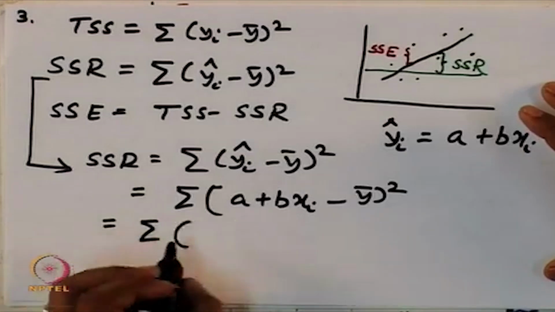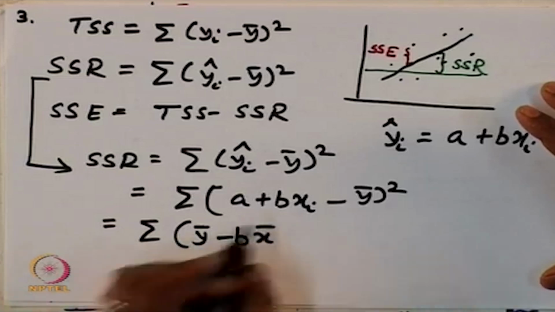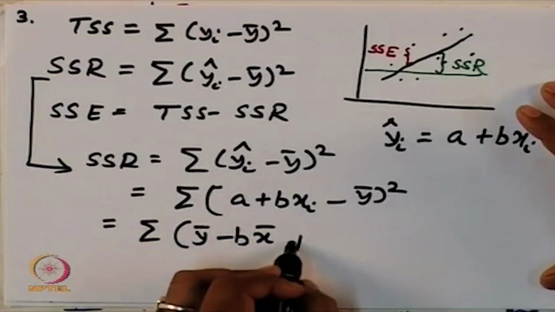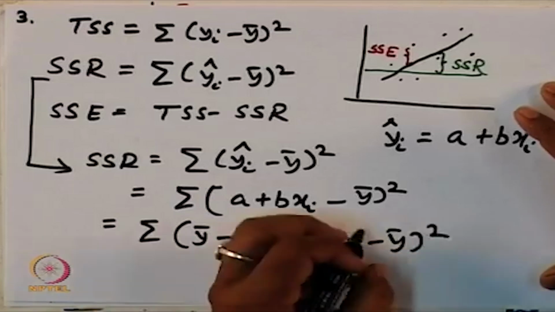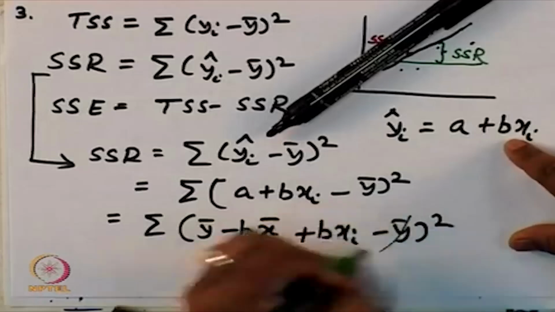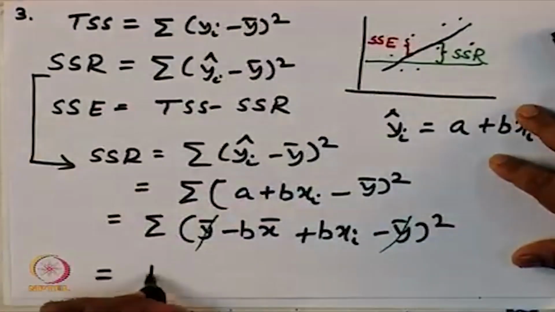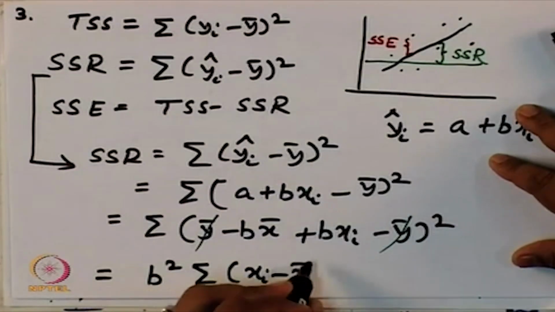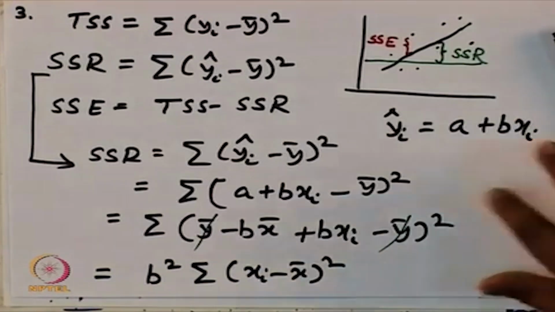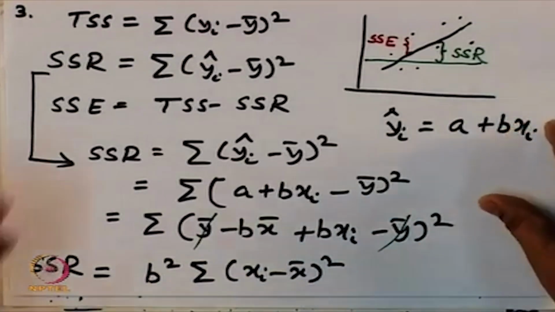So, we know that a is given by y bar minus b x bar. Okay. We can add plus b (xi minus x bar) whole square. So, your y bar and y bar terms cancel each other out, as a consequence of which you get SSR as b square summation of (xi minus x bar) whole square. Okay. So, your SSR becomes b square into (xi minus x bar) whole square.